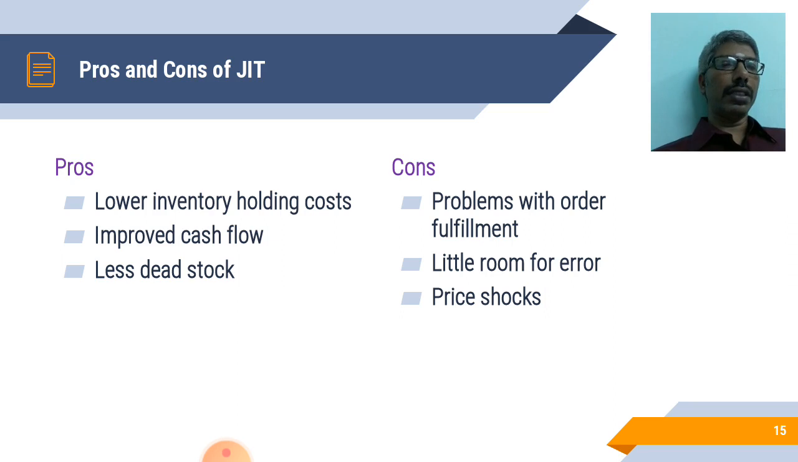And the third disadvantage is price shocks. If you purchase the materials in the last minutes of your production functions, then you can't take the price advantages. Therefore, to take price advantages, definitely you go with some other techniques. JIT is not suitable for price advantages.